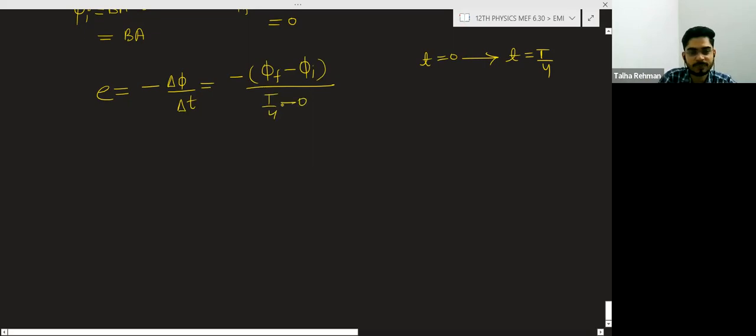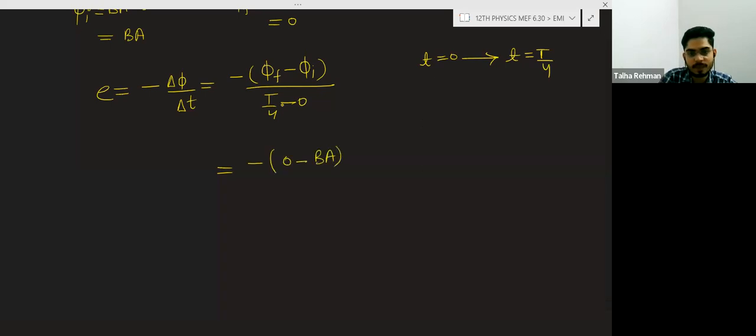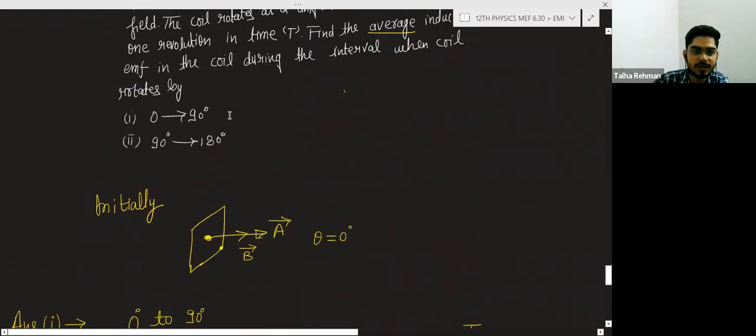Now put the value. Final flux is 0, initial flux is BA. Here is T by 4. What will be the answer? Minus minus plus, this will become plus BA, and this will become 4 BA by T. 4 BA by T will be your answer. And the unit of this is volts. That is the first part. The second part you will do by yourself.